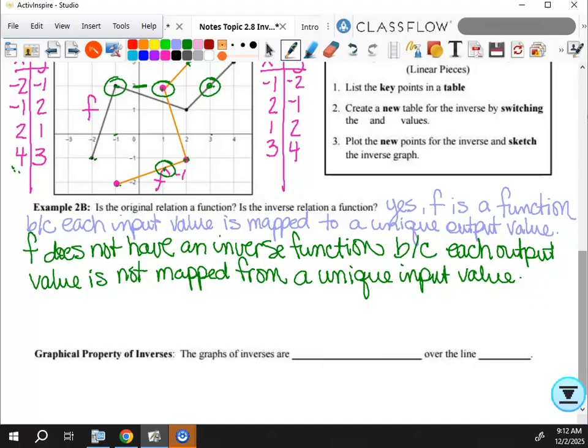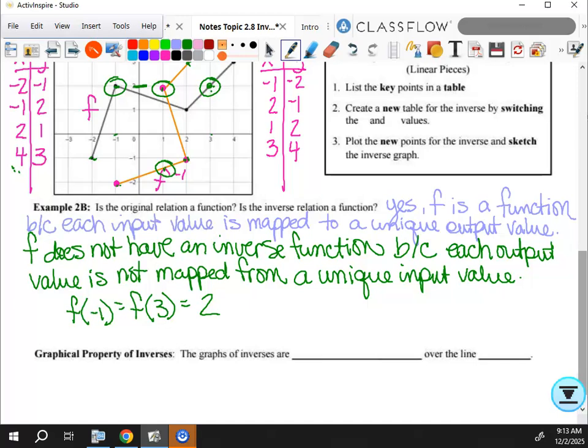So yes, F is a function because each input value is mapped to a unique output value. That means my X's don't repeat. But the function does not have an inverse function because each output value is not mapped from a unique input value because my Y's do repeat. And then they also want you to have an example to say that F of -1 is equal to F of 3, which is equal to 2. Okay.